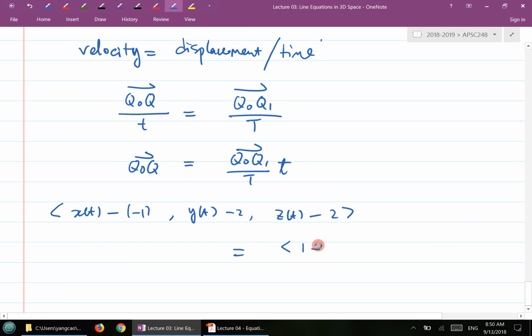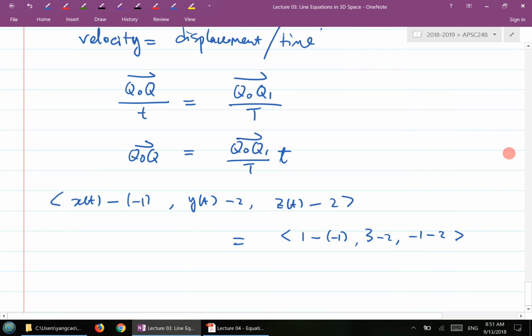So that's -1 minus -1. Let me write down as much as possible at this stage. 3 minus 2, negative 1 minus 2, and divided by capital T times small t. So far so good?